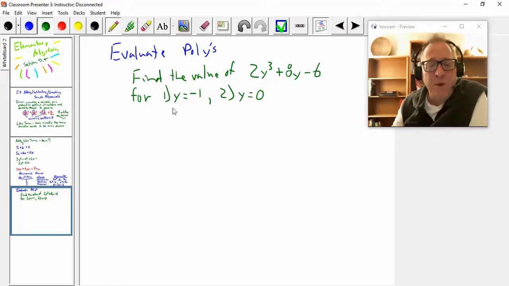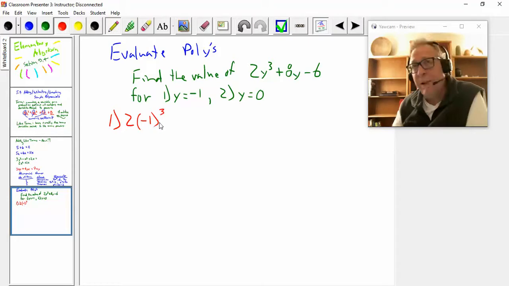All right, well, we've done this sort of thing before. All we're asking you to do is substitution. Wherever y appears in this polynomial, plug in the value of -1, or in a second problem, plug in the value of 0. Okay, so let's do it. In the first case, we have 2, and it says we have to cube y. Well, what is y? Y is -1, so I'm going to play it safe and put that y in parentheses.